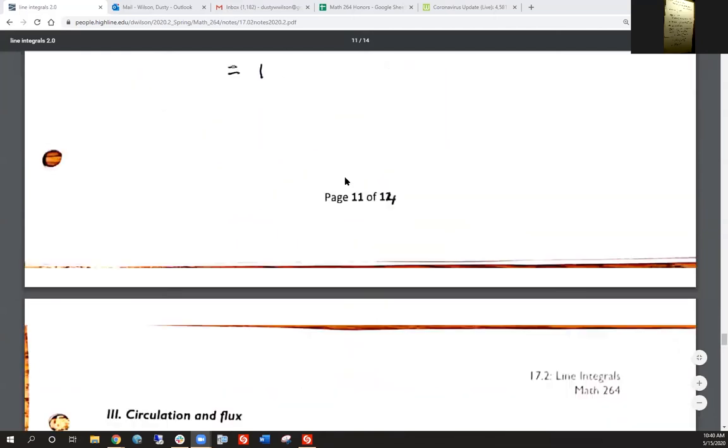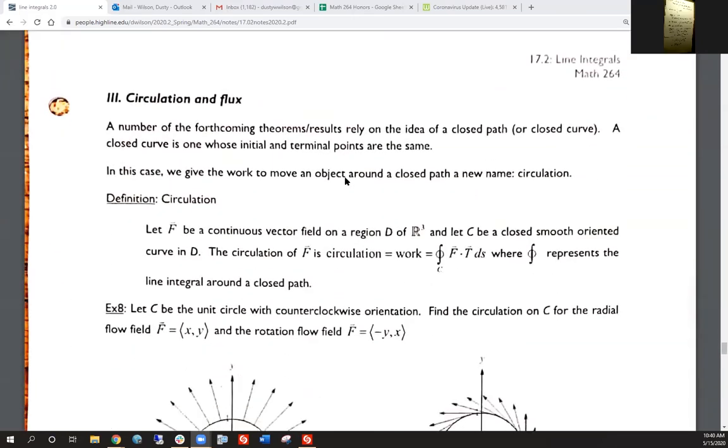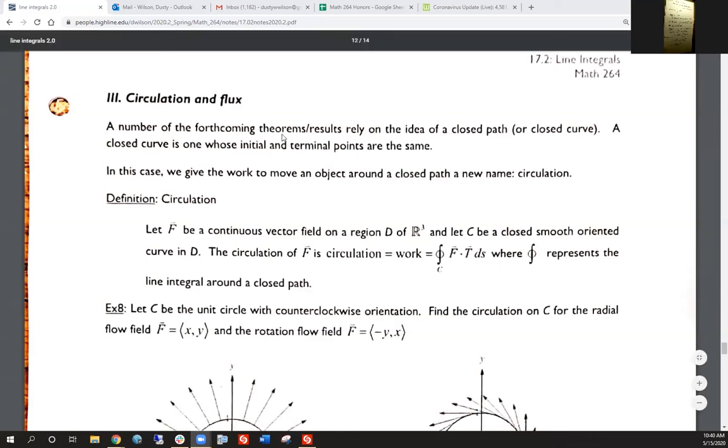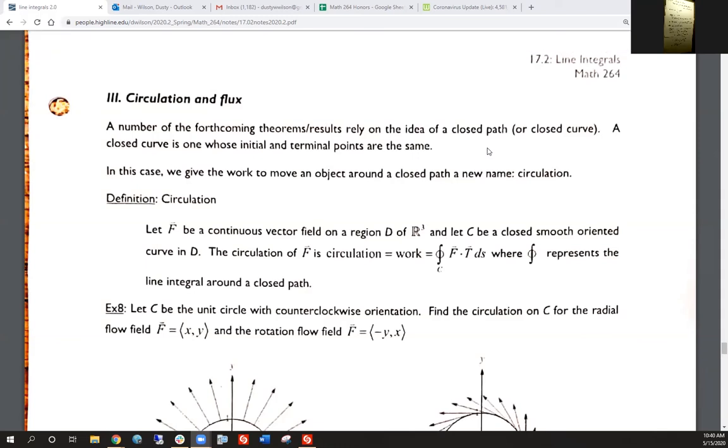So let's go on and look at one more set of concepts in our last 10 or so minutes of class. I want to talk about the ideas of circulation and flux. We can do this in a calculation sense, but I think we're going to focus on what the pictures do in this particular case. A number of the forthcoming theorems and results rely on the idea of a closed path or a closed curve. A closed curve is one whose initial and terminal points are the same.